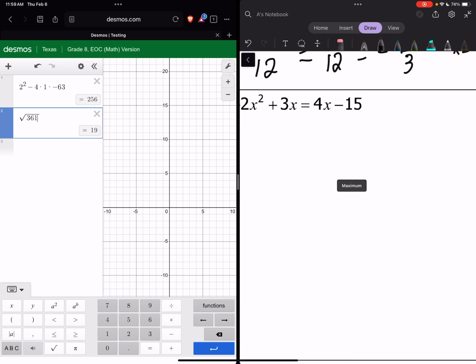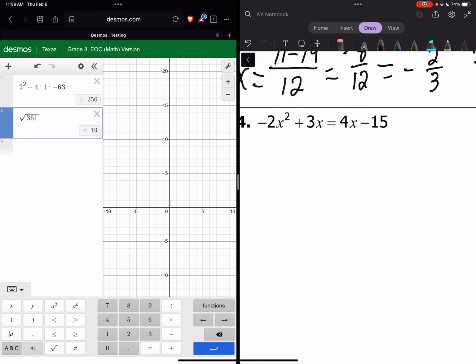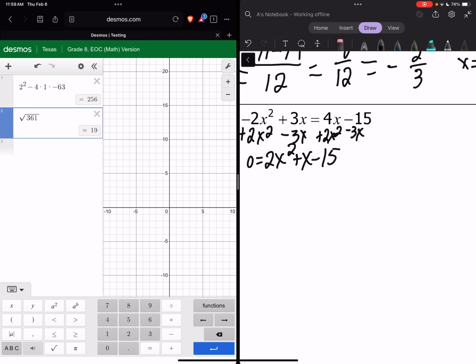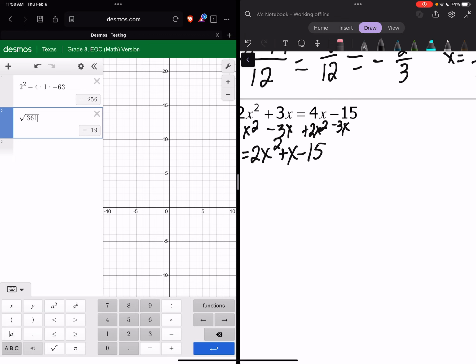Okay, let's go to number 4. You can move these over to either side you want. I'm going to do what I think would be easiest, and I'm going to move it to the right. So plus 2x squared and minus the 3x. So 0 equals 2x squared plus x minus 15. Okay? From here, I can use my formula.